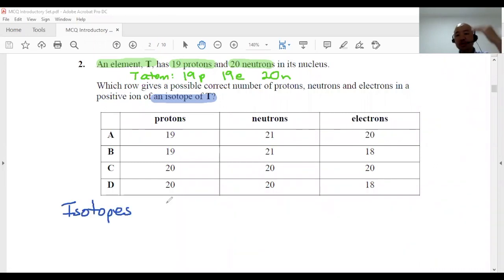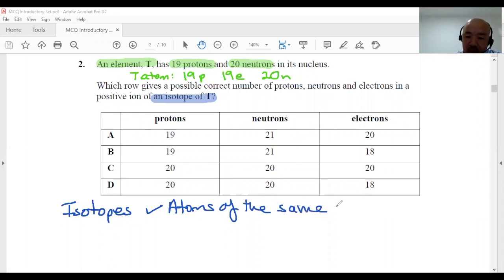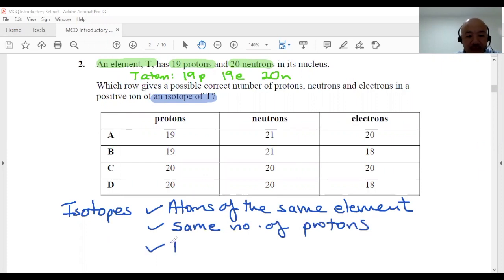And isotopes, I break it into three points. It refers to the atoms of the same element, all right? So let me write down: atoms of the same element with the same number of protons, but different number of neutrons. And this is the formal definition of an isotope. So it must be what? All right, let's take a look.